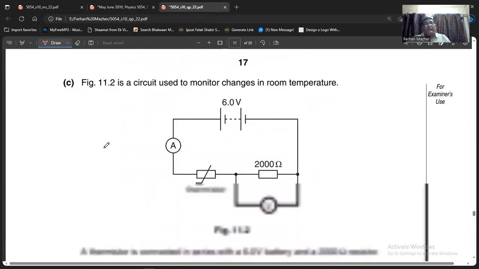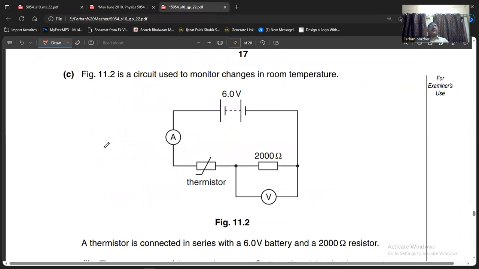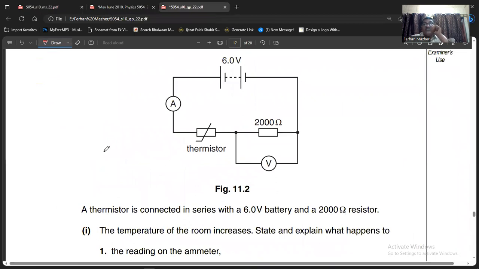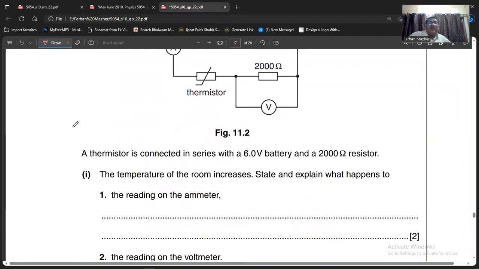Okay. Then we have question C part of this question 11. Figure 11.2 is a circuit used to monitor changes in the room temperature. A thermistor is connected in series with a 6-volt battery and a 2000 ohm resistor. The temperature of the room increases. State and explain what happens to the reading on the ammeter.